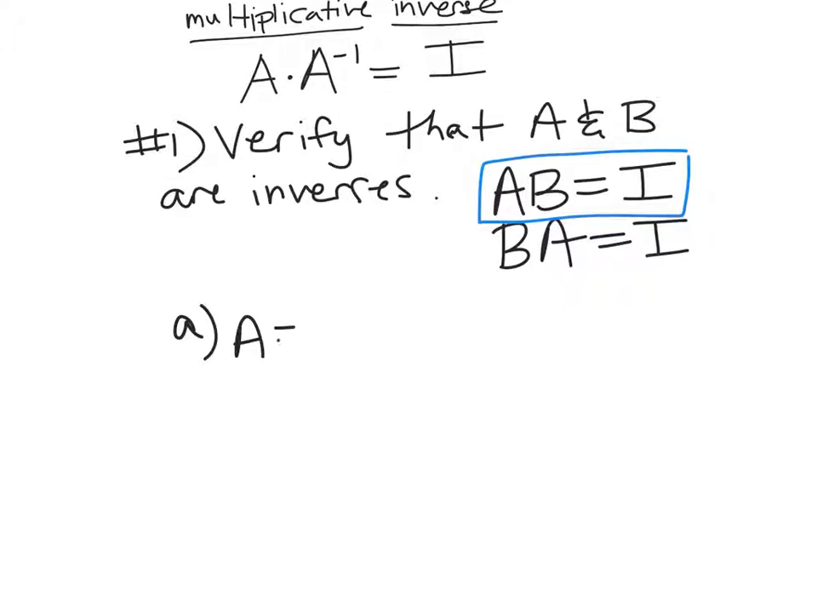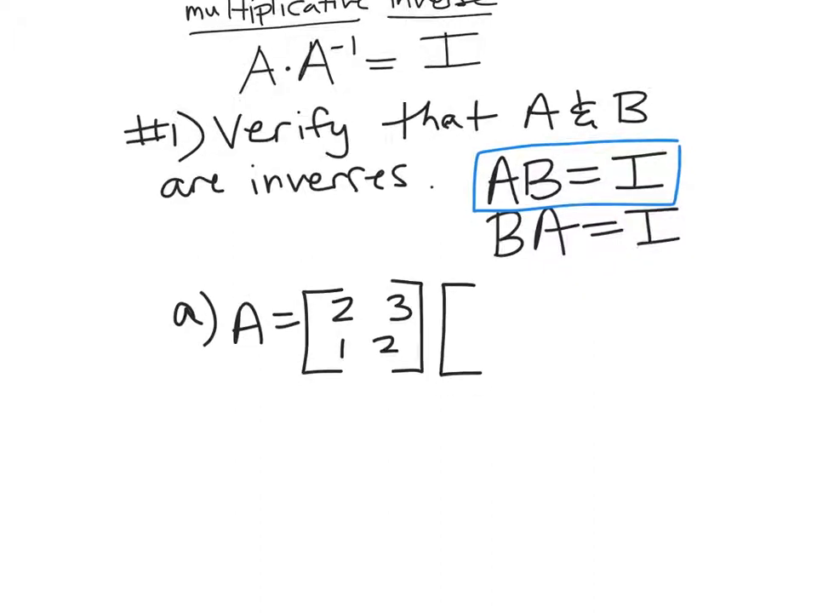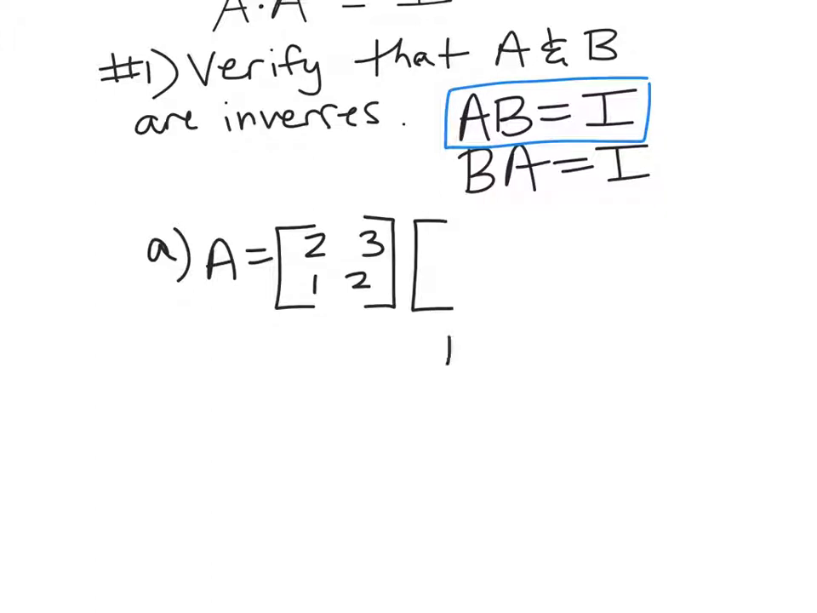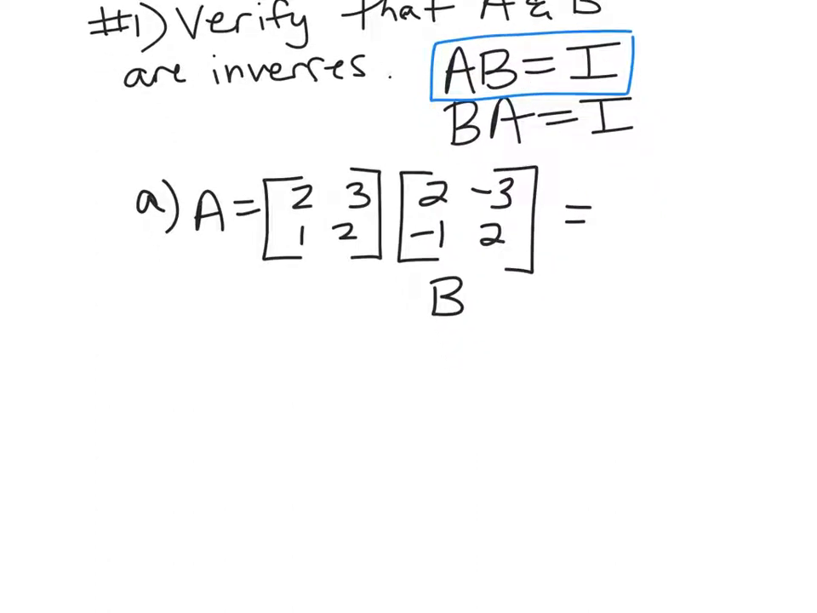Let's say that matrix A is given to us as 2, 3, 1, 2. Okay? And matrix B, I'm just going to write it right next to it so that we can multiply them. So this is going to be matrix B. B is 2, negative 3, 2, negative 3, negative 1, 2. And we're going to verify that those are inverses of each other.